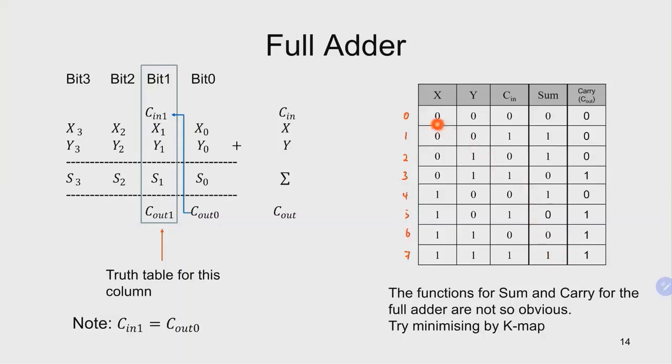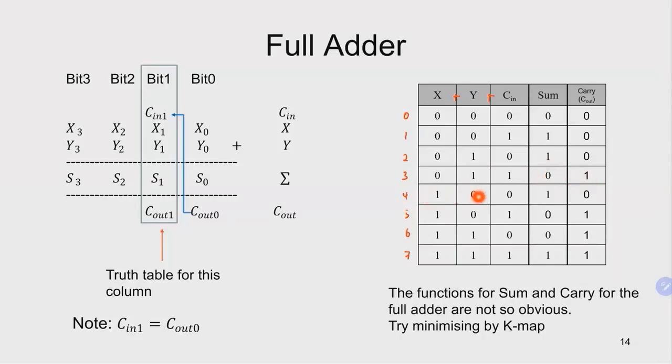So we're going to do additions of x, y, and c in. So we're going to sum for this column. So 0 plus 0 plus 0, the sum will be 0, the carry will be 0. 0 plus 0 plus 1, sum is 1, no carry. 0 plus 1 plus 0, again, sum is 1, no carry. And then we have 0 plus 1 plus 1. This is equal to 1, 0. So we have the sum 0, 1 carry over.